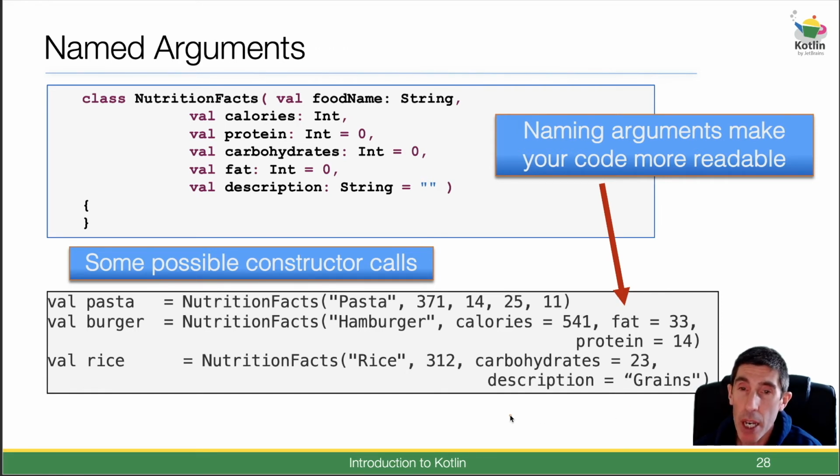Likewise, the last one there, val rice, NutritionFacts, we're giving a value for carbohydrates and giving a value for description. Notice there's no protein value in there, so the protein would take the default value, which is set to 0. So there's a lot of flexibility in how we can instantiate our objects through the one constructor, as opposed to having all these different types of constructors just to create an object.